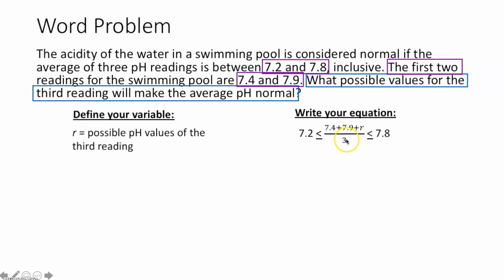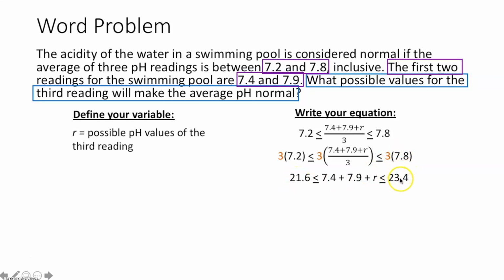So what we do is we need to get rid of this fraction. Since it's divided by 3, I'm going to do the opposite, the inverse. I'm going to multiply everything by 3 because whatever I do in the middle, I have to do to the outer endpoints as well. So I multiply everything by 3. 3 times 7.2 over here gives me 21.6. 3 times 7.8 over here gives me 23.4. And then in the middle, these 3's cancel out. That's why I did it. Now I have no more fractions.